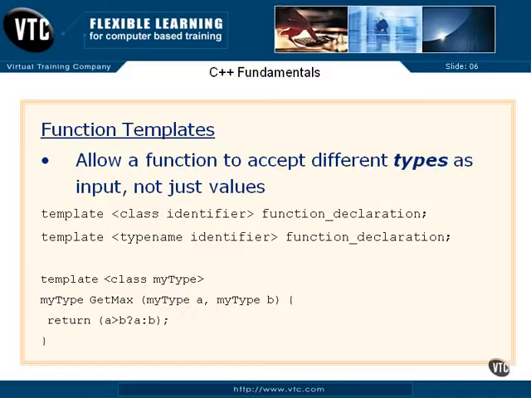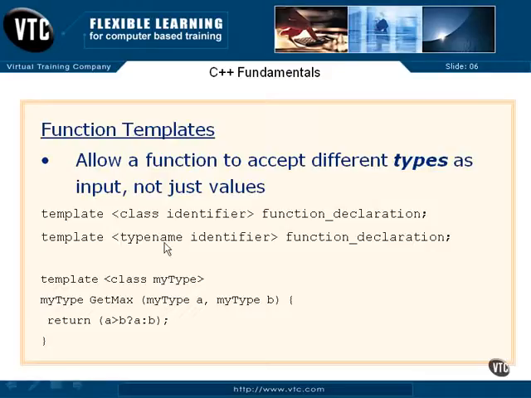It used to be when we had to write a comparison or a sort or something like that, we'd have to write one for strings and one for characters and one for integers and one for floats and so on. Well, now we can use a function template, and when we use this template, we can say that when this function is called, it can take in different types. It's very, very powerful.